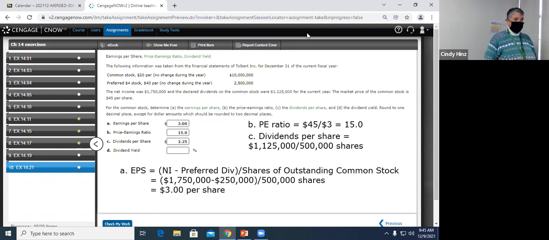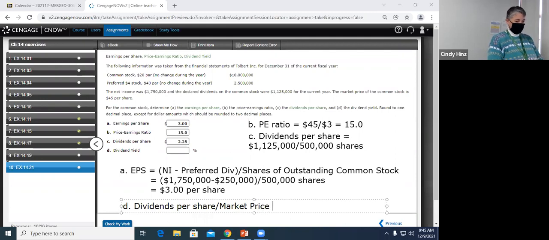And as we're running out of time here, the very last calculation is the dividend yield. This is what I had mentioned on Tuesday. It's dividends per share for the common shares that we just calculated as $2.25, divided by the market price. So for our calculation, it's the $2.25 that we just calculated divided by the $45 per share price that is given in the exercise.